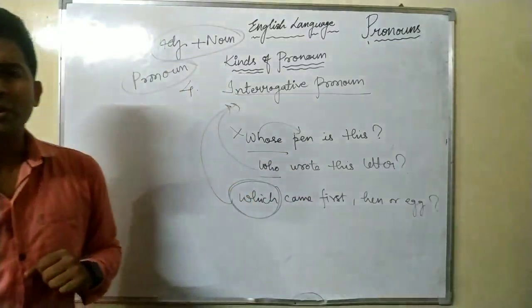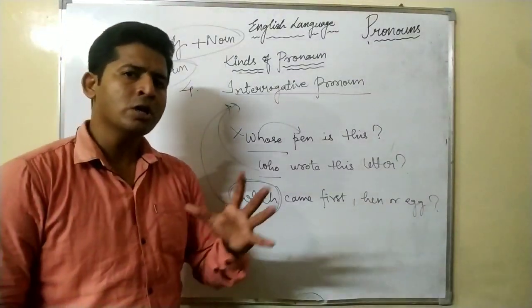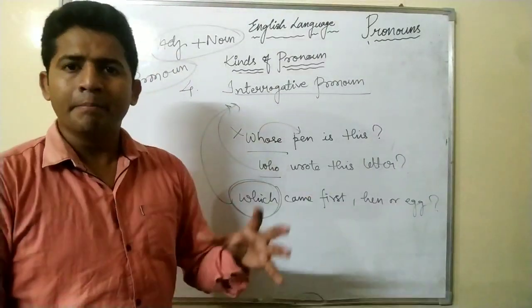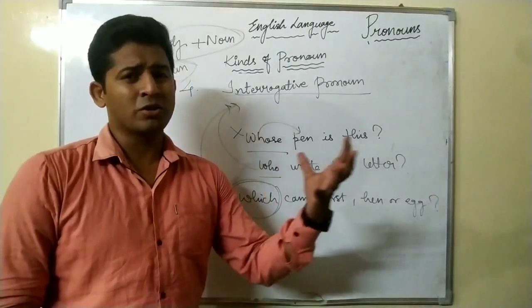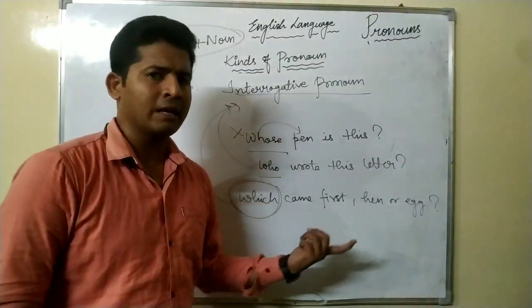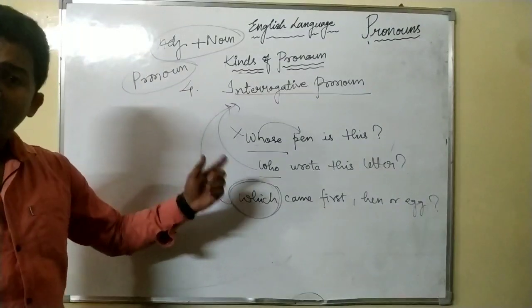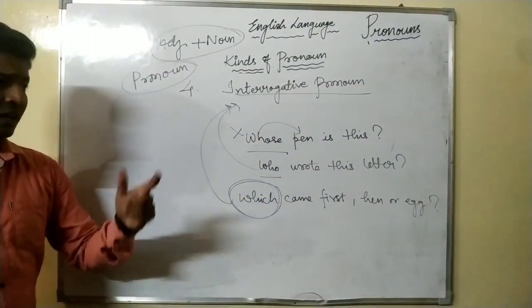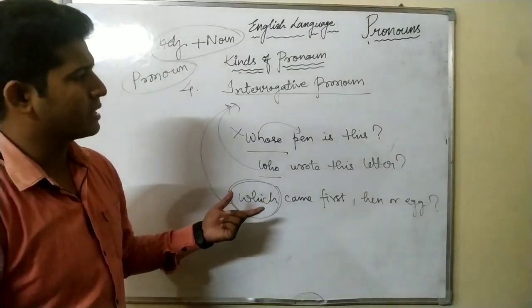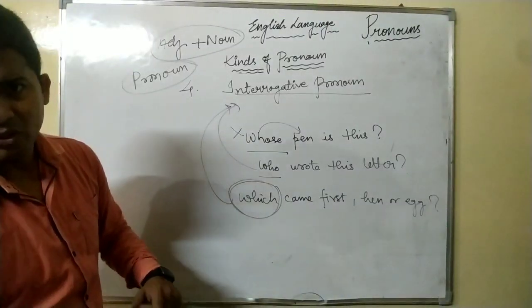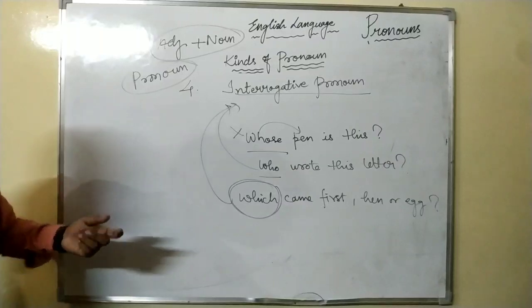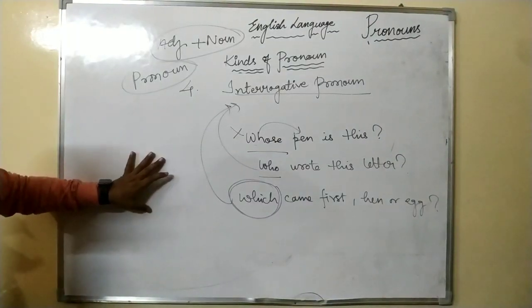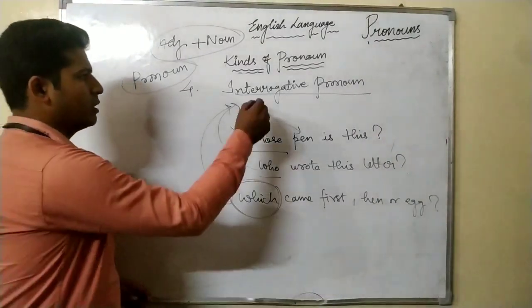Then we talked about possessive. Possessive shows belonging or possession. Like we had my used as an adjective, mine used as a pronoun, his, hers. Then we have their and theirs. Their is used as an adjective, theirs is used as a pronoun. So this was about possessive pronoun. Then last we discussed interrogative pronoun.